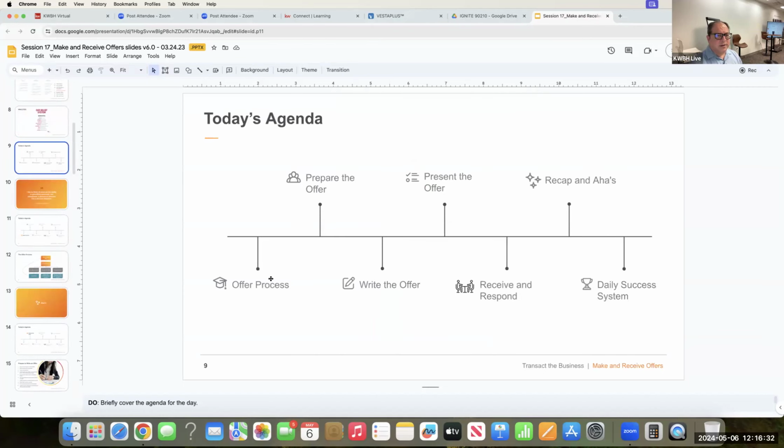Okay, so today's agenda is going over the offer process, preparing the offer, write the offer, present the offer, receive and respond to the offer. Okay, let's check it out.